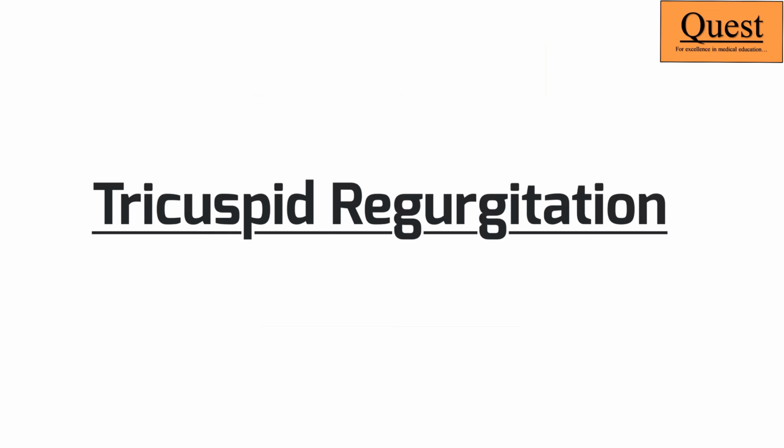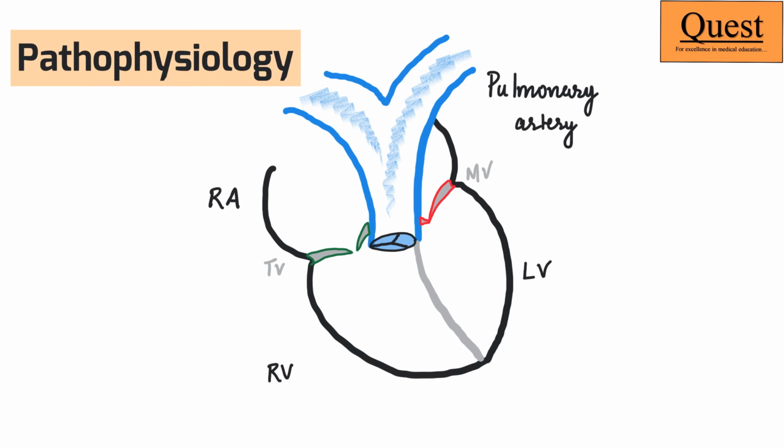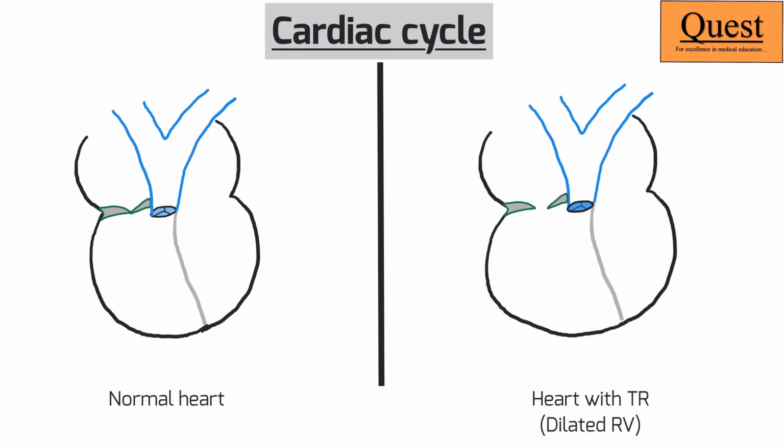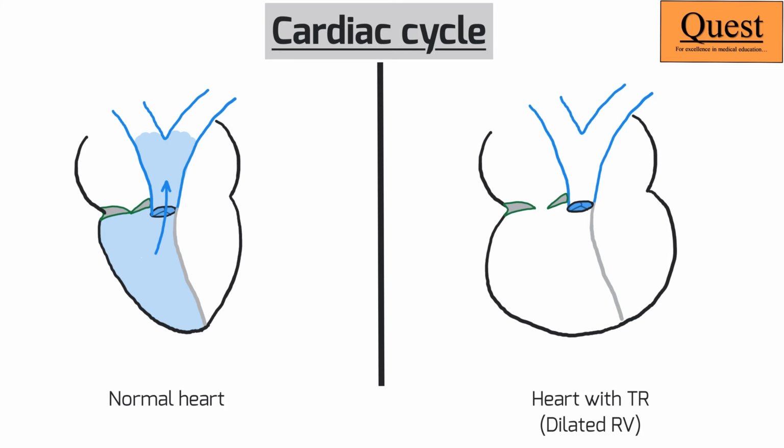A very interesting phenomenon happens in conditions known as tricuspid regurgitation. Now I want you to remember, tricuspid regurgitation is usually a fallout of increase in pulmonary artery pressure leading to right ventricular dilatation and eventually tricuspid regurgitation. Now, tricuspid regurgitation means that as my ventricle starts contracting, instead of sending the blood into the pulmonary artery, it starts leaking backwards into the right atrium.